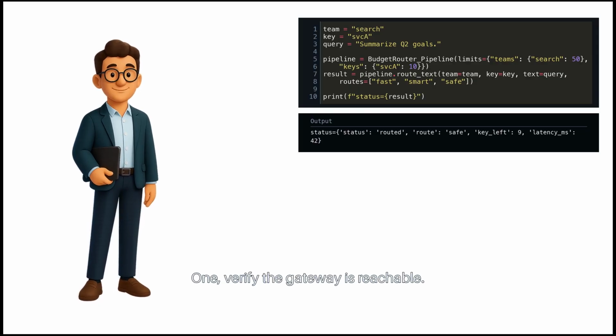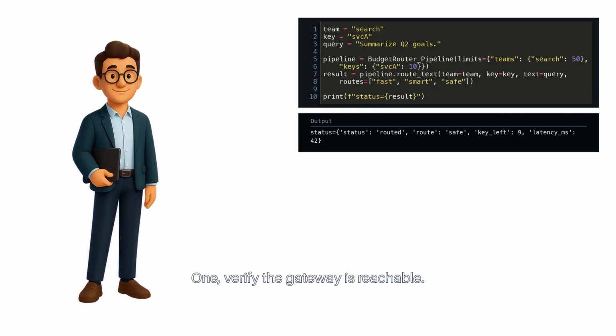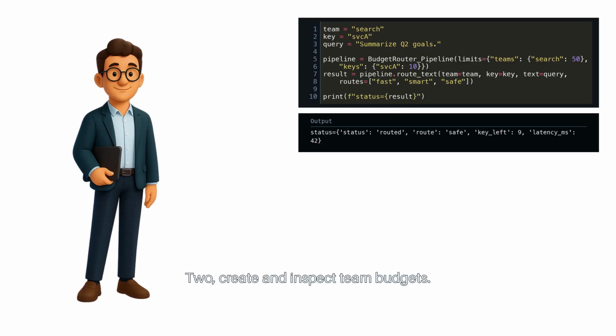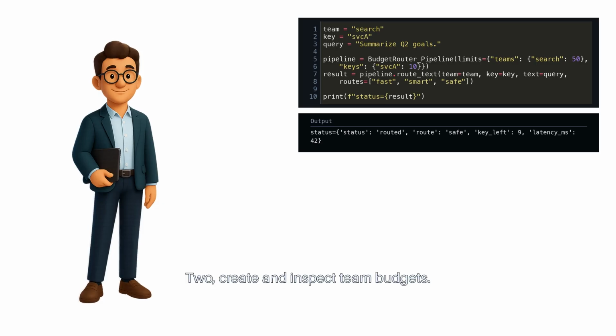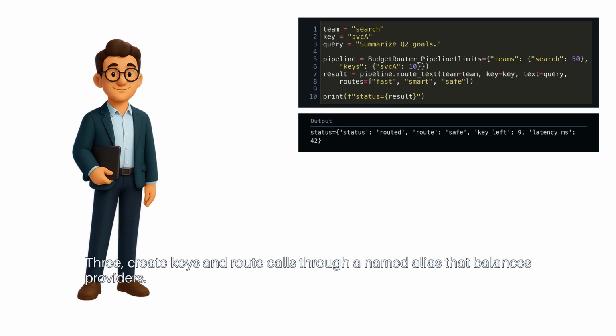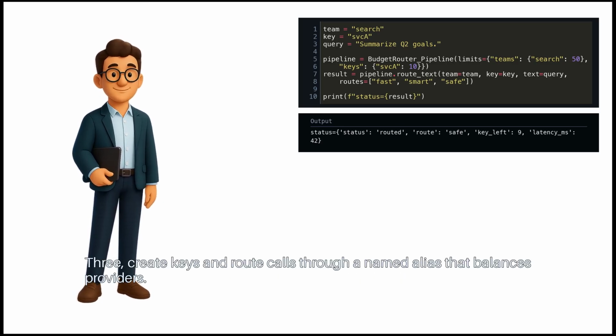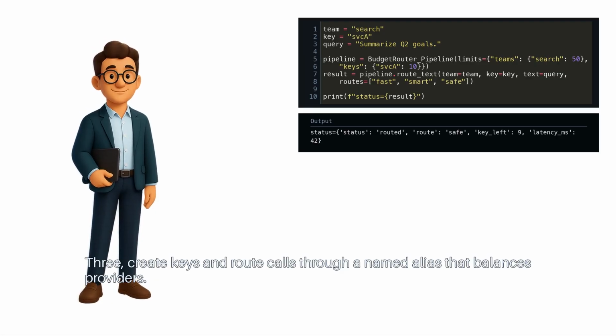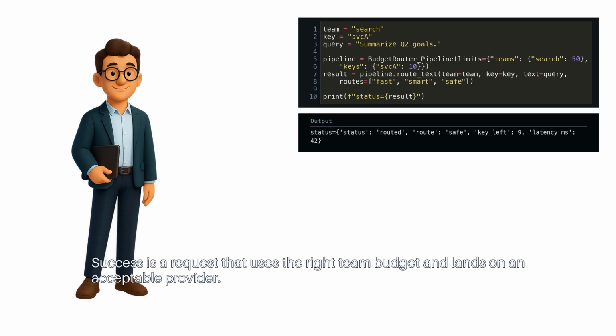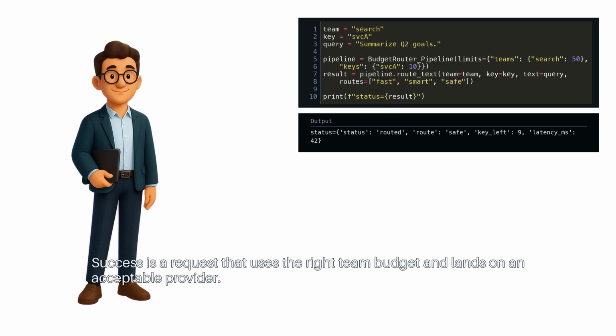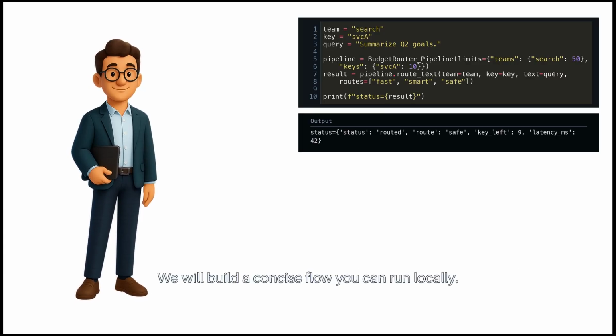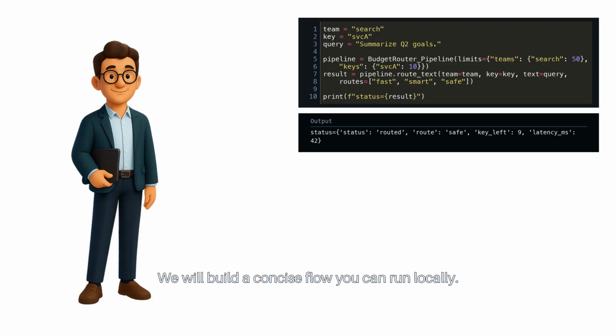1. Verify the gateway is reachable. 2. Create and inspect team budgets. 3. Create keys and route calls through a named alias that balances providers. Success is a request that uses the right team budget and lands on an acceptable provider. We will build a concise flow you can run locally.